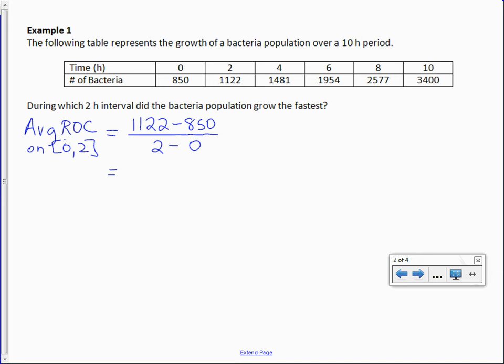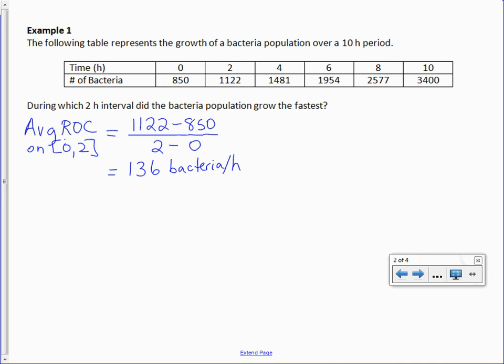Okay. So 1,122 minus 850, and then divide the result by 2. 136. What would be the units here? What per what? It's whatever you calculate in the numerator per whatever you calculate in the denominator. Bacteria per hour. Does everyone understand why it's a rate of change? Okay, you've just calculated how fast the bacteria population changed from 0 to 2 hours.